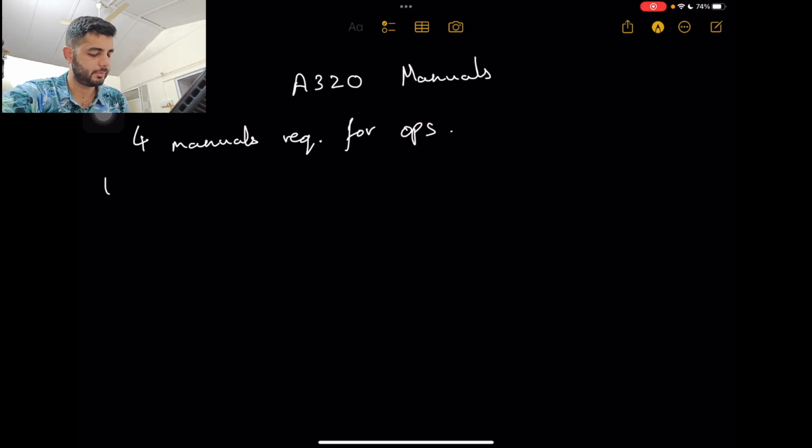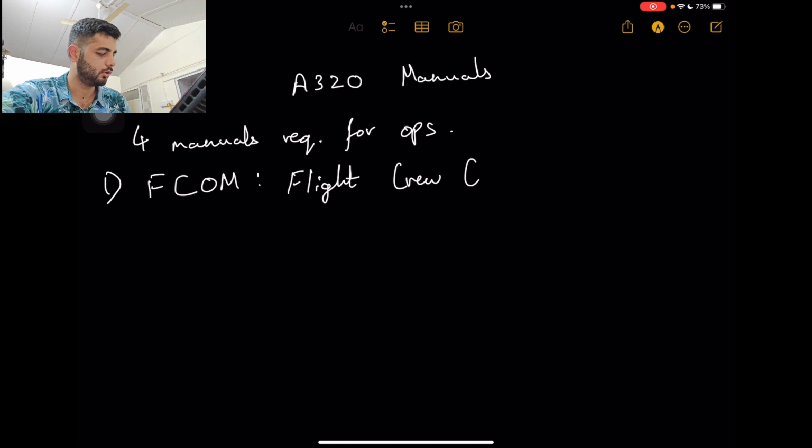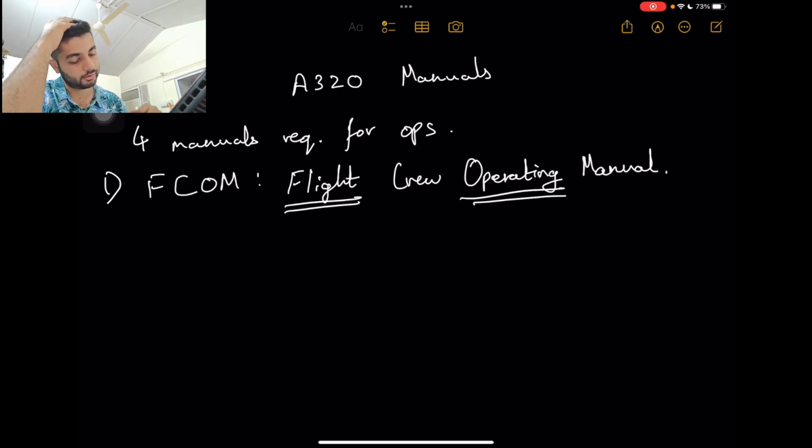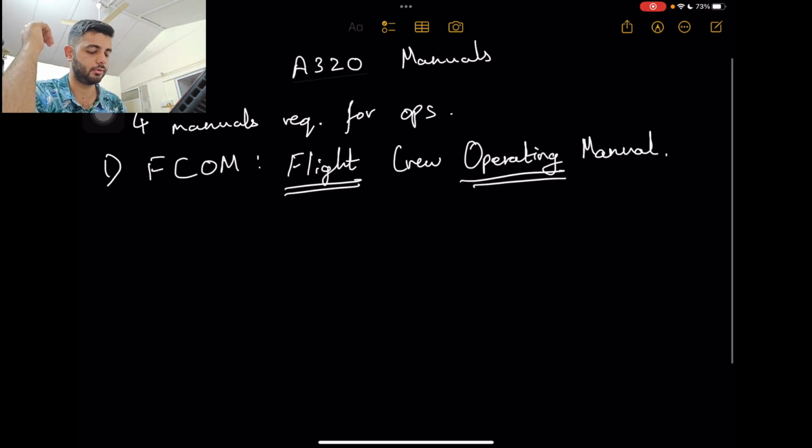So you have 4 manuals which are required for operations. The first manual is FCOM. It stands for Flight Crew Operating Manual. Where people have a pitfall here is that flight is not flying. They might give you an option, flying crew operating manual. That's wrong. Instead of operating, they'll give you operations. This is where you'll have your problems. This is an example of where they are going to try and trick you.